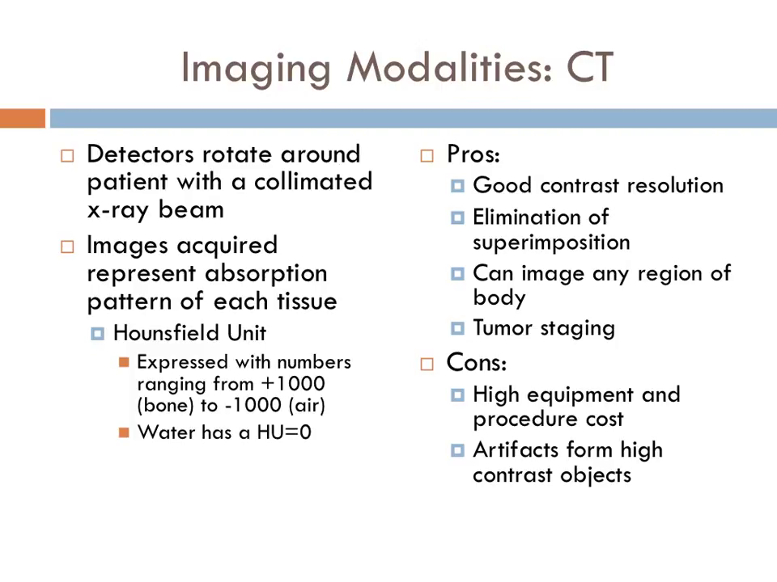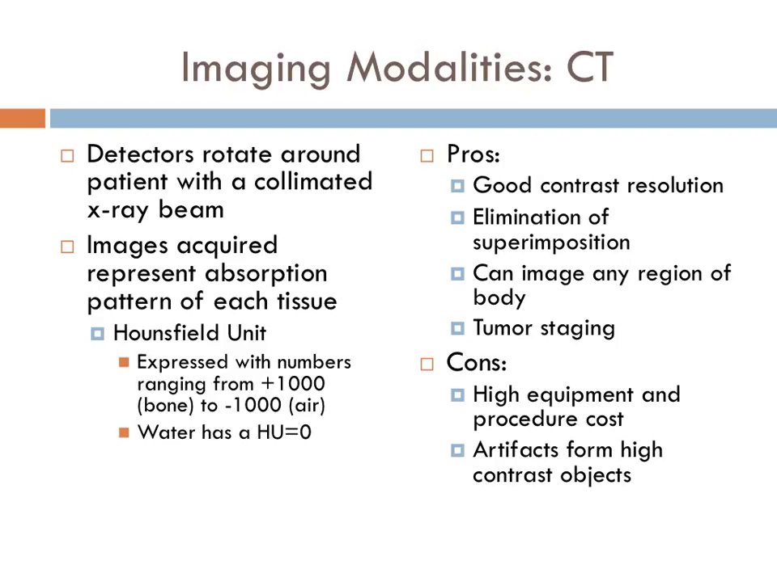Absorption values are expressed as Hounsfield units. They are expressed on a scale of plus 1,000 to negative 1,000. So the plus 1,000 range is imaging bone, and the negative 1,000 range is imaging air. Remember, the Hounsfield units represent the X-ray beam absorption of whatever structure they are imaging. Just to have a neutral, water has a Hounsfield unit of 0. It is always 0 no matter what.